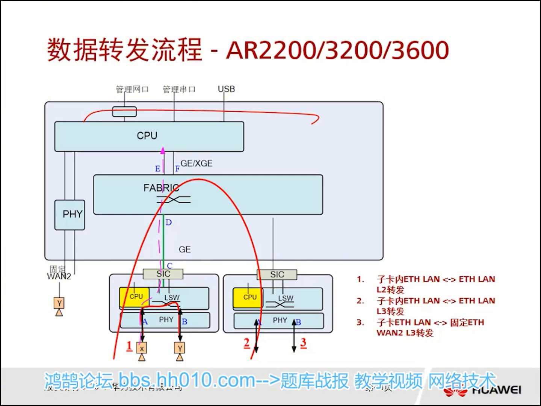If your subcard performs layer 3 forwarding through this LAN port, do we need to forward through the fabric? This is forwarded between LAN ports via this L3. If your LAN port is connected to this fixed WAN port, forwarding on the WAN port, what needs to be done at this time? At this point, I need to add the CPU into it as well. So the idea behind this is actually the same: the higher the level you are at and the greater the differences between your interfaces, the more modules you need, and the more types of modules are involved.